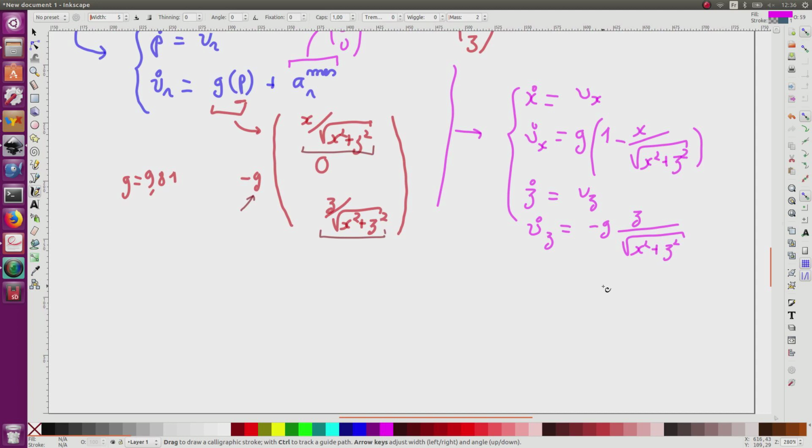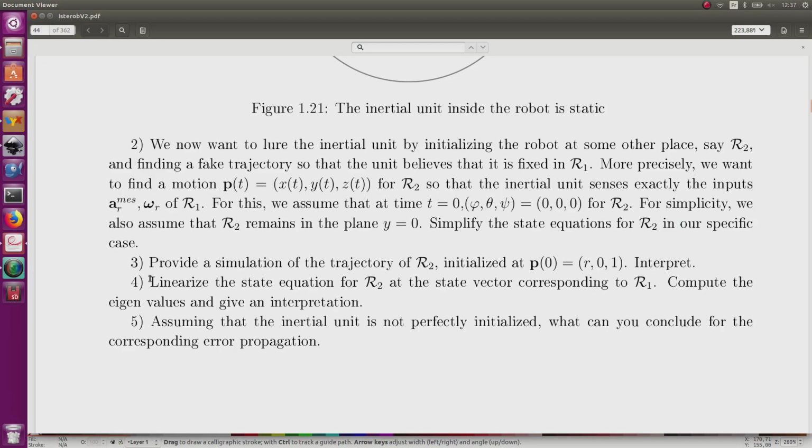For the simulation, I can use a different method: the Euler method, which will not be accurate in this situation, or the Runge-Kutta method, which is asked by the exercise. So indeed, question number 3: provide a simulation of the trajectory when the initialization is asked to be at p equal to 0 and 1, and we have to give an interpretation. That's what I will do now.